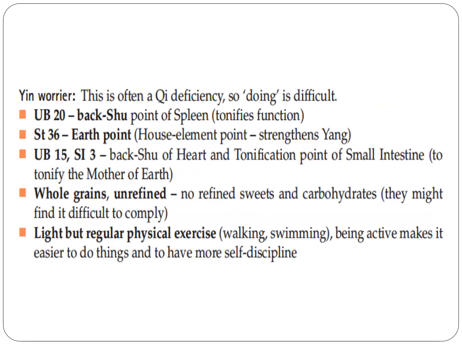Now let's talk about the yin worrier. This is often a qi deficiency, so doing is difficult. Bladder 20, the back shu point of the spleen, tonifies the function of the spleen. Stomach 36, the earth point or horary element point, strengthens the yang. Bladder 15, SI3. The back shu point of the heart is bladder 15 and the tonification point of the small intestine is SI3. We use this to tonify the mother of the earth.